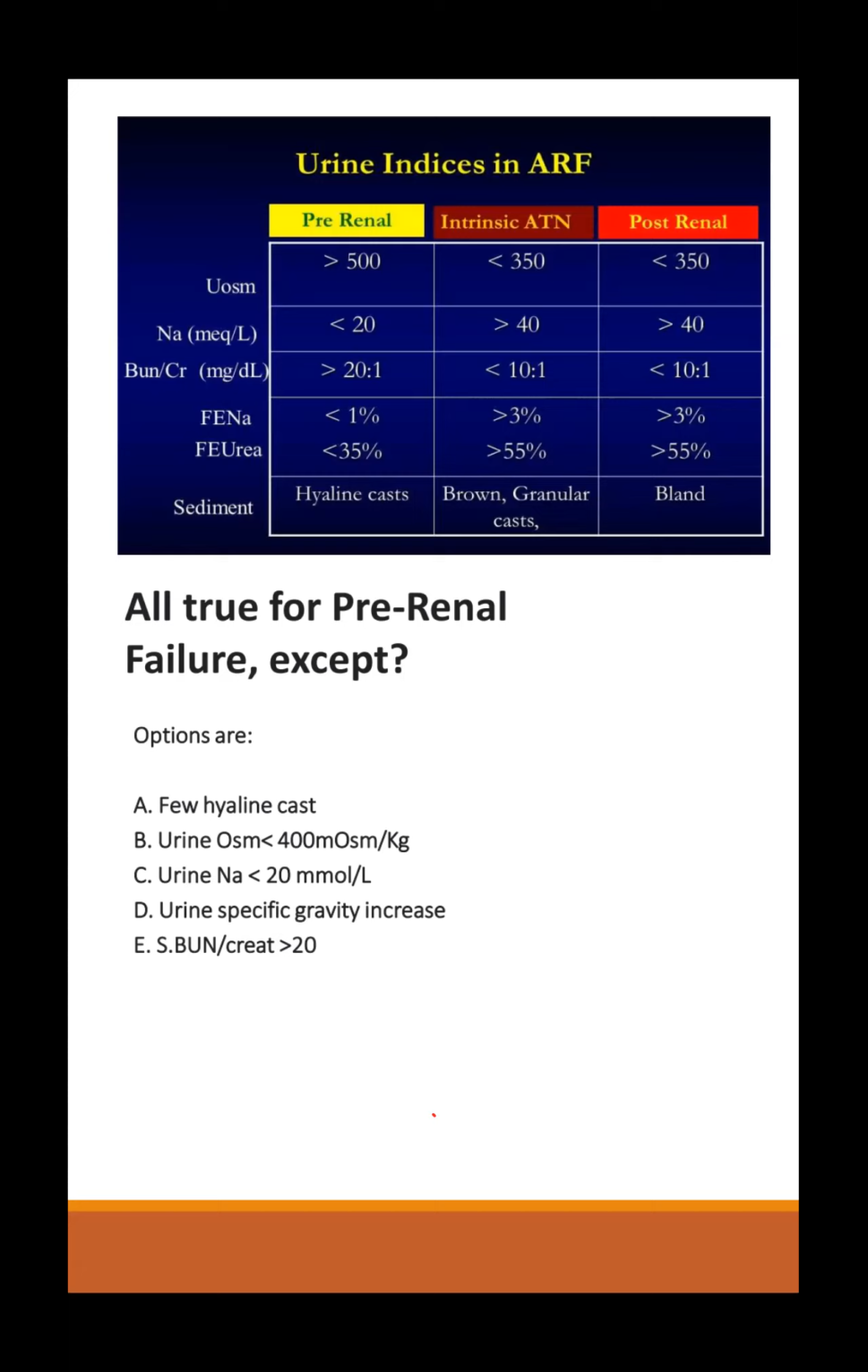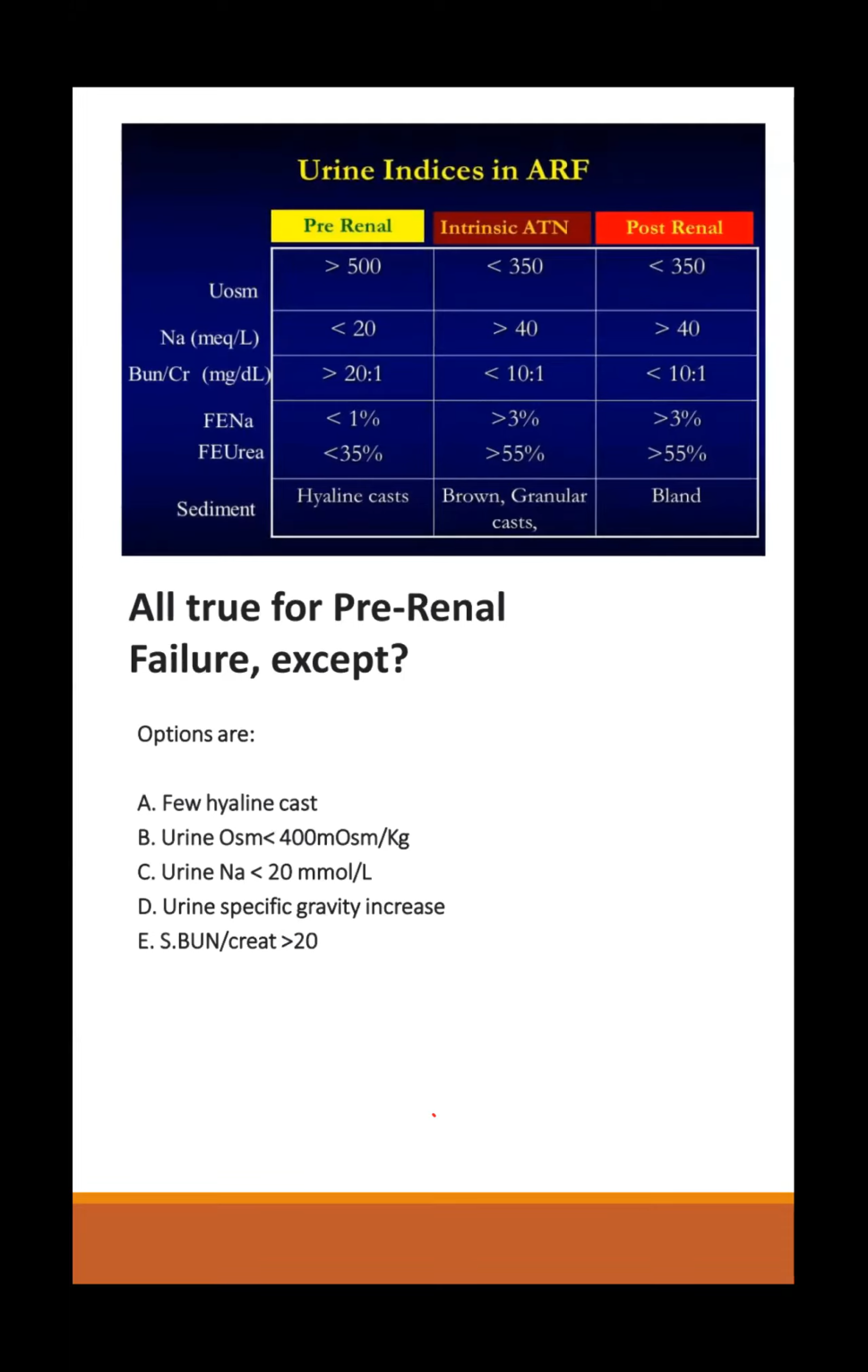Urinary sodium below 20, it is acceptable. Urinary specific gravity increase, so it's also acceptable. Serum blood urea nitrogen creatinine ratio will be more than 20, so it's also acceptable. But except urinary osmolality, which will be more than 500, but here it's less than 400, so it is the answer, right? Yes, ma'am. Thank you, Dr. Ramzan, nicely said. In pre-renal failure, we already discussed it will be more than 500, but here less than 400. So the second question will be discussed with Dr. Solomon.